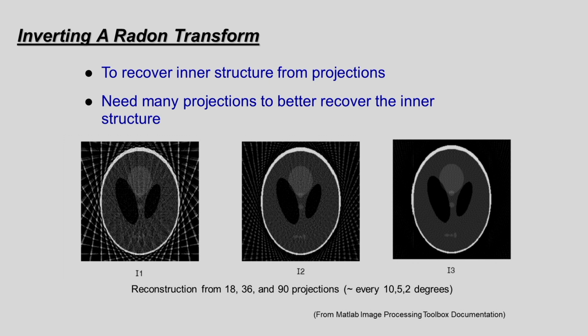Now, inverting a Radon transform. If I want to reconstruct f(x,y) from g(s,theta), I have to do the inverse Radon transform. Then I can get the reconstructed value of f(x,y) from the projection, which is g(s,theta). In this example, I have shown reconstructions from 18, 36 and 90 projections. The inverse Radon transform, that is the back projection I am considering, gives the reconstructed image.